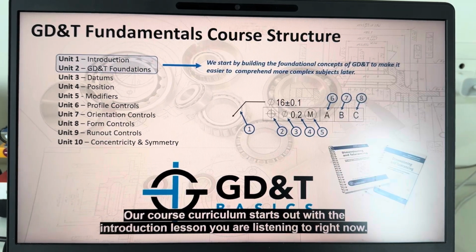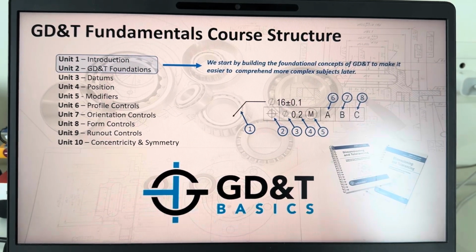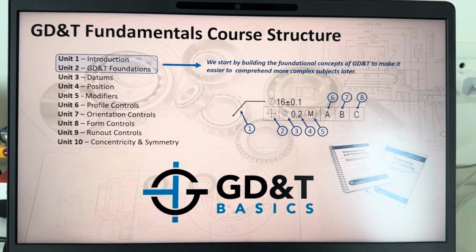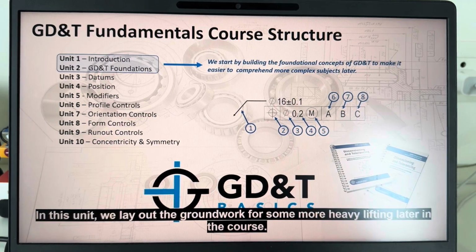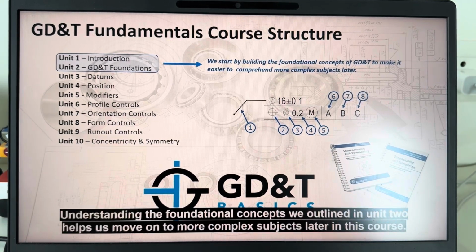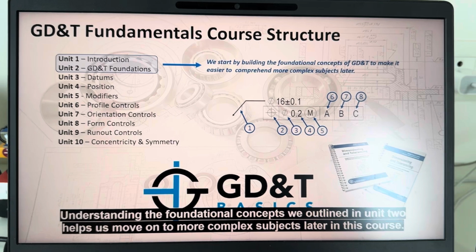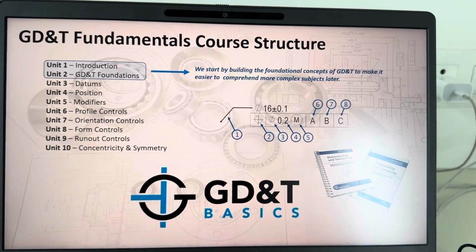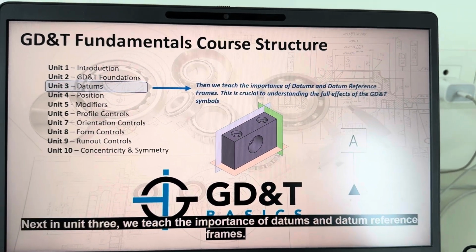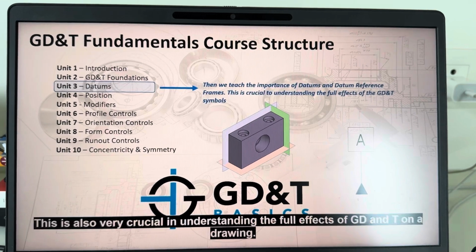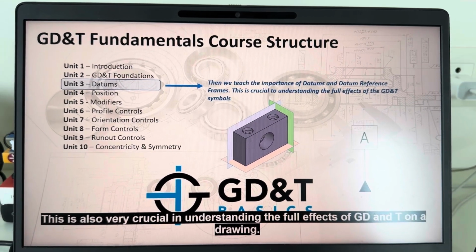Our course curriculum starts out with the introduction lesson you're listening to right now, and is followed up by the GD&T Foundations unit. In this unit, we lay out the groundwork for some more heavy lifting later in the course. Understanding the foundational concepts we outlined in Unit 2 helps us move on to more complex subjects later in this course. Next, in Unit 3, we teach the importance of datums and datum reference frames. This is also very crucial in understanding the full effects of GD&T on a drawing.